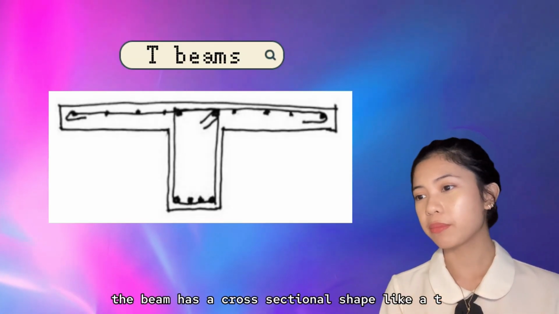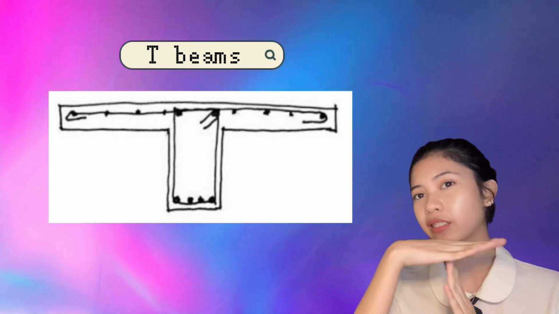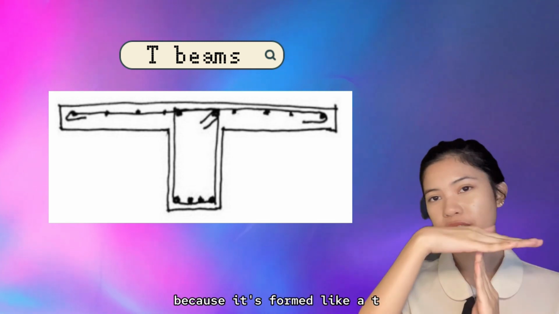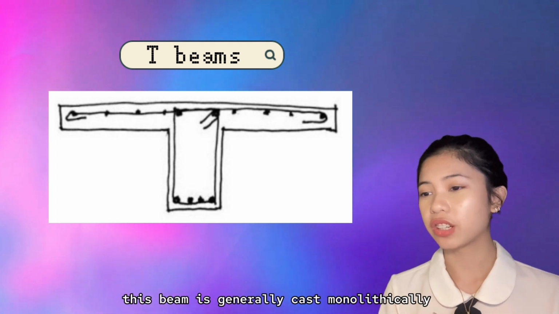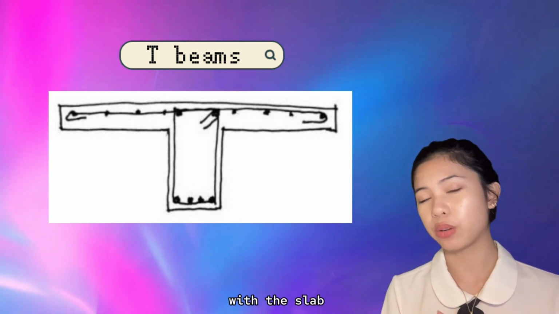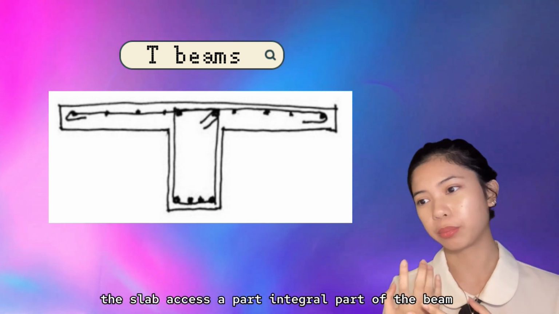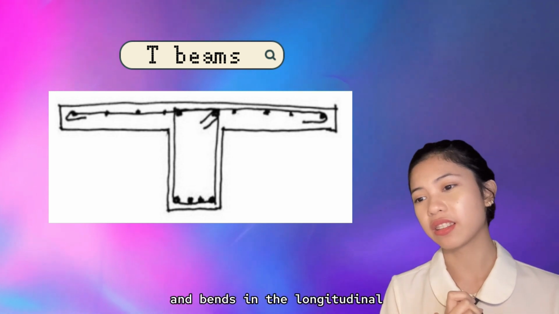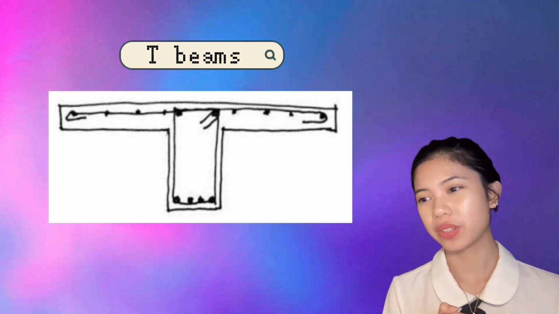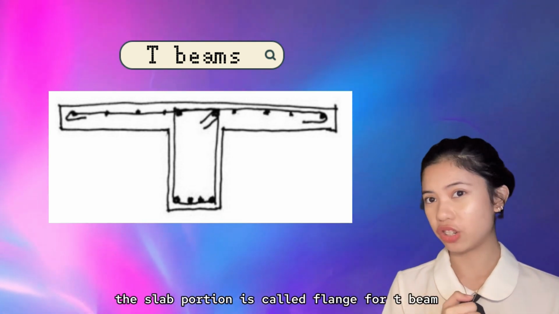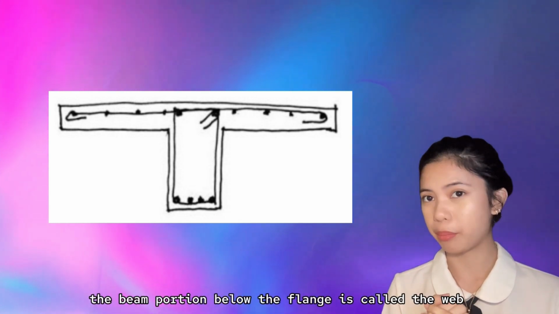T-beams. The beam has a cross-sectional shape like a T. So, kaya tinatawag siyang T-beam kasi it's formed like a T. This beam is generally cast monolithically with the slab. As a result, the slab acts as an integral part of the beam and bends in the longitudinal direction of the beam. The slab portion is called the flange for a T-beam. The beam portion below the flange is called the web.